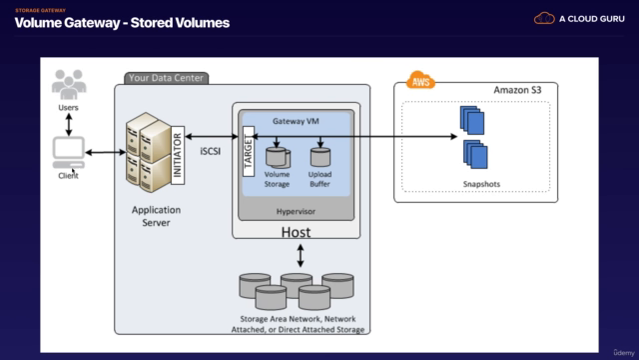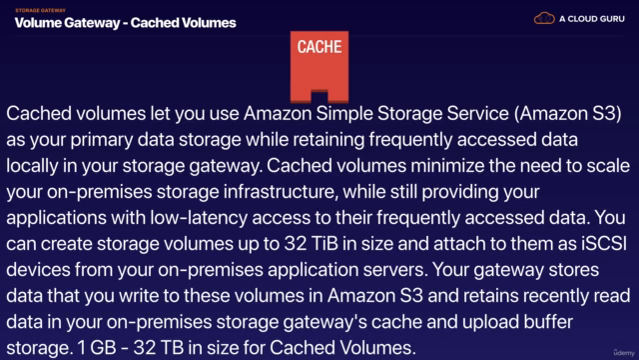We've got our users and our client. They're using the application servers. This then uses an iSCSI connection to our host, and this host is running our gateway virtual machines. Essentially, we're creating volumes on this host, and then the virtual machine is replicating these volumes up to AWS and storing it as snapshots in S3.